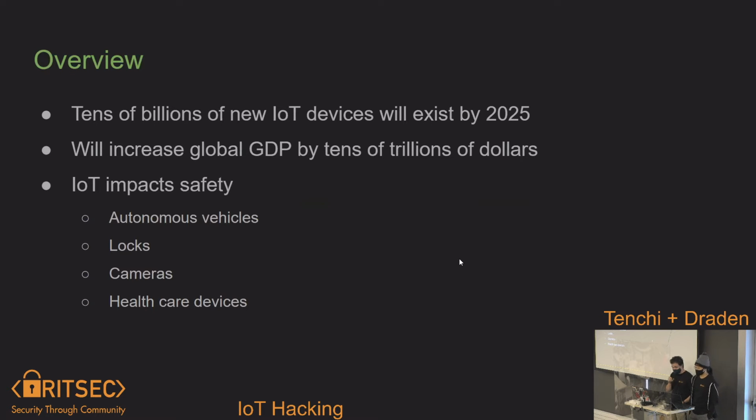So why is IoT important? Tens of billions of new IoT devices will exist by 2025, which is expected to increase the global GDP by tens of trillions of dollars. And IoT impacts safety. IoT is part of autonomous vehicles, so self-driving cars, locks that people are putting on their houses, cameras, healthcare devices like insulin pumps and drug infusion pumps. So the safety of these is critical if it's going to improve the economy or be useful at all.